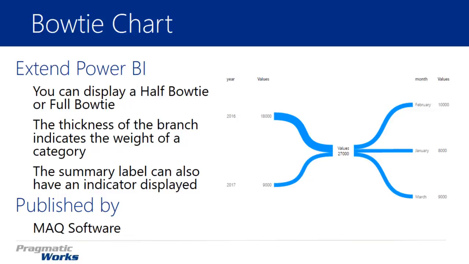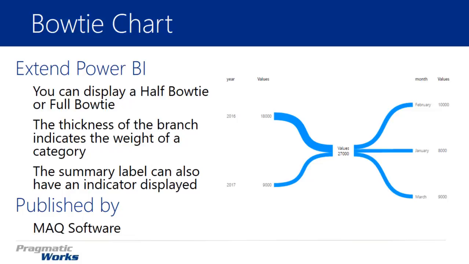Now, the thickness of the lines or the thickness of the branches is indicated by the weight of the category, so how much the value actually has, so that you can see 18,000 values in 2016 has a thicker line than the 9,000 values in 2017. So that thickness is driven by the weight of the category.